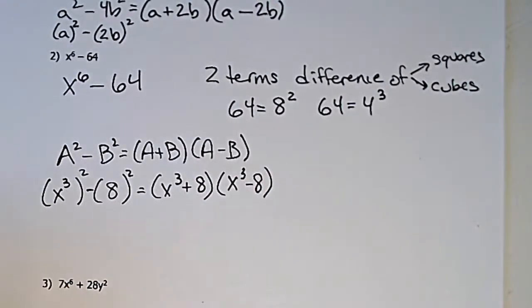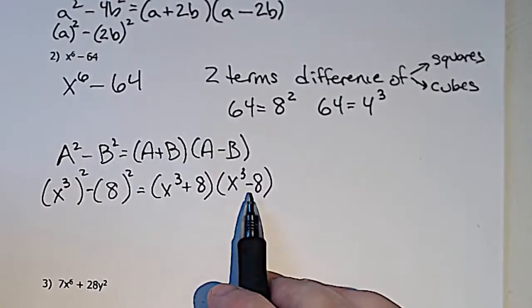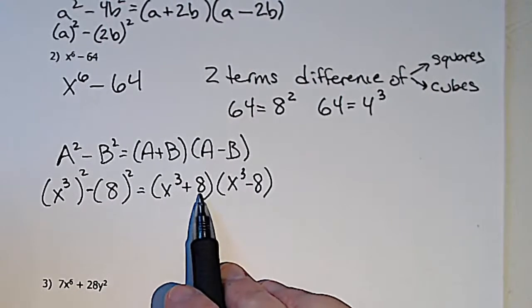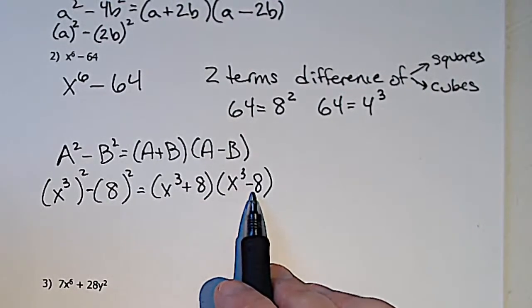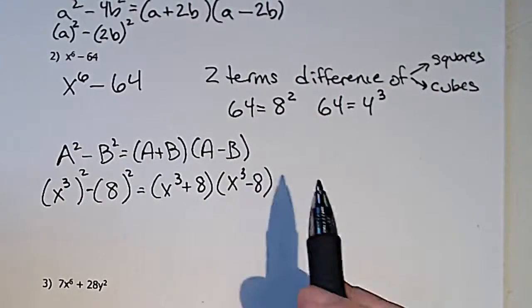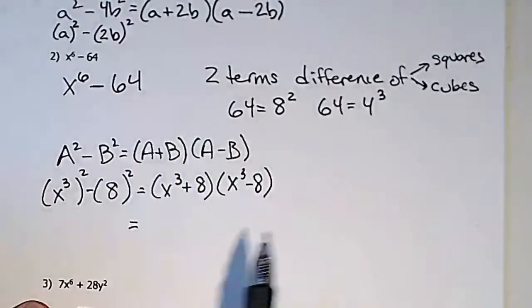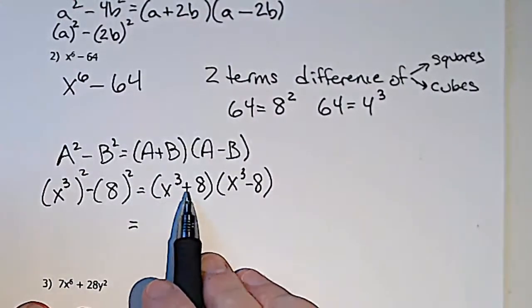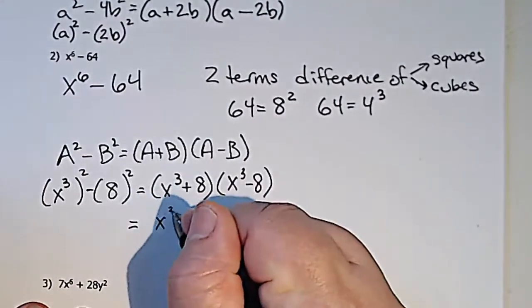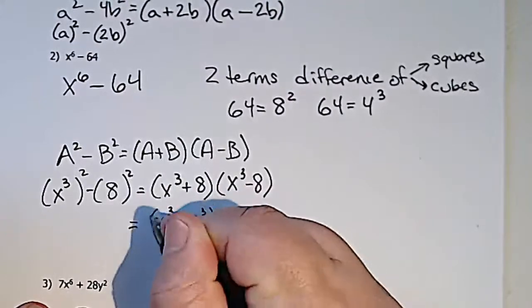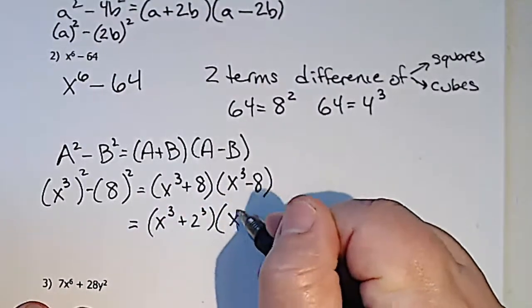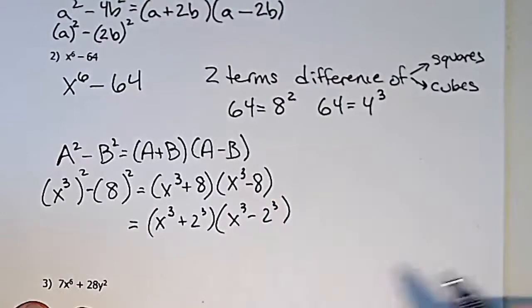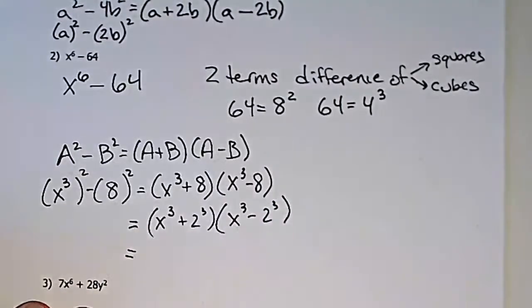Now, some of you saw this coming. Oh boy, these both are cubes. This is a sum of 2 cubes. This is a difference of 2 cubes. So we can then expand each of these. Oh, joy. So x cubed plus 8 is really just x cubed plus 2 cubed. X cubed minus 8 is x cubed minus 2 cubed. So let's look at the expansion.